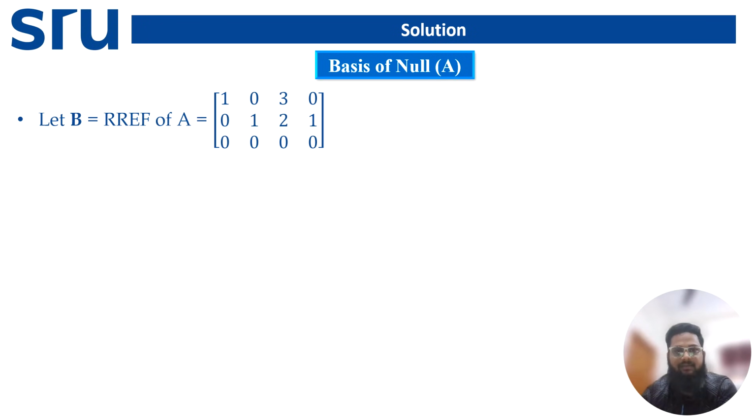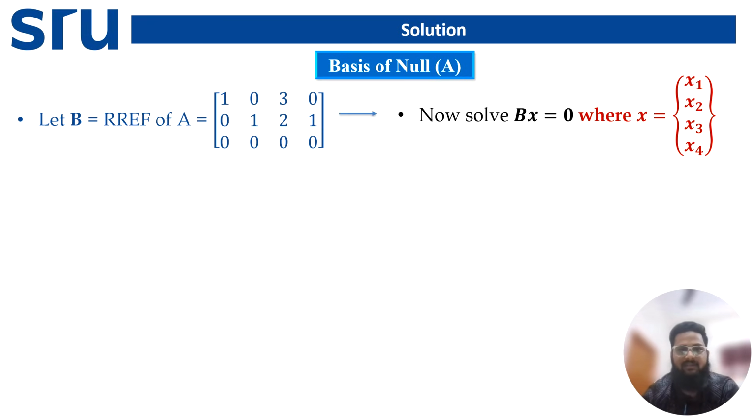Now, finding the basis of the null space follows the same process I discussed. It is the solution of Ax equal to 0. We have now done this RREF form, and this is the RREF form we are going to use. Now we will solve this RREF form. Suppose we name it B; we have to solve Bx equal to 0, and the solution of Bx equal to 0 will be the basis of the null space.